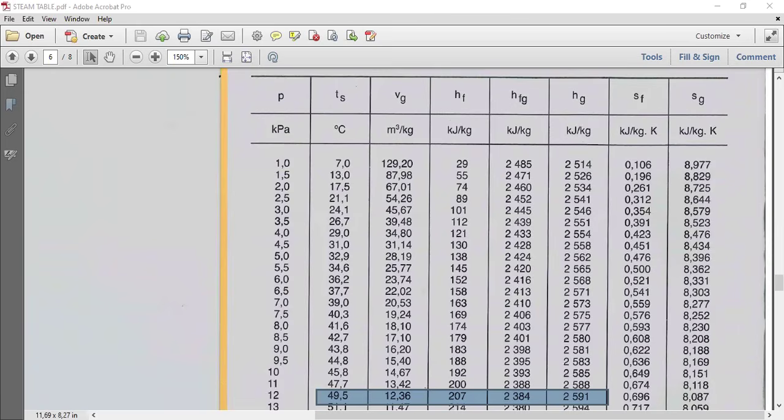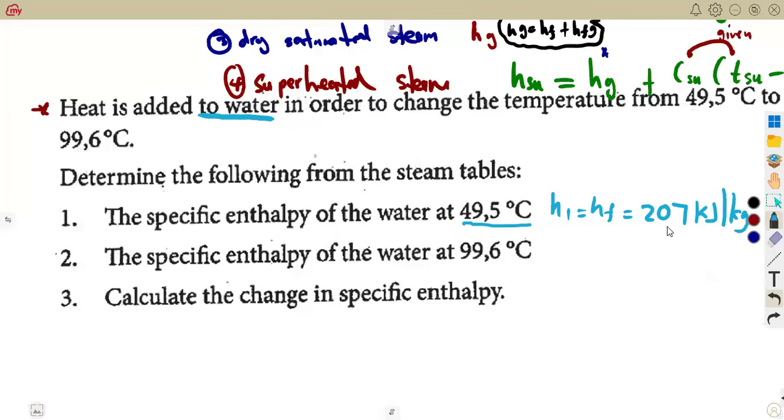That is the whole idea. Sorry for that, which is 207. This one, 207 kilojoules per kilogram. We move on to the second one. The specific enthalpy of water at... So it started at this, it was water.